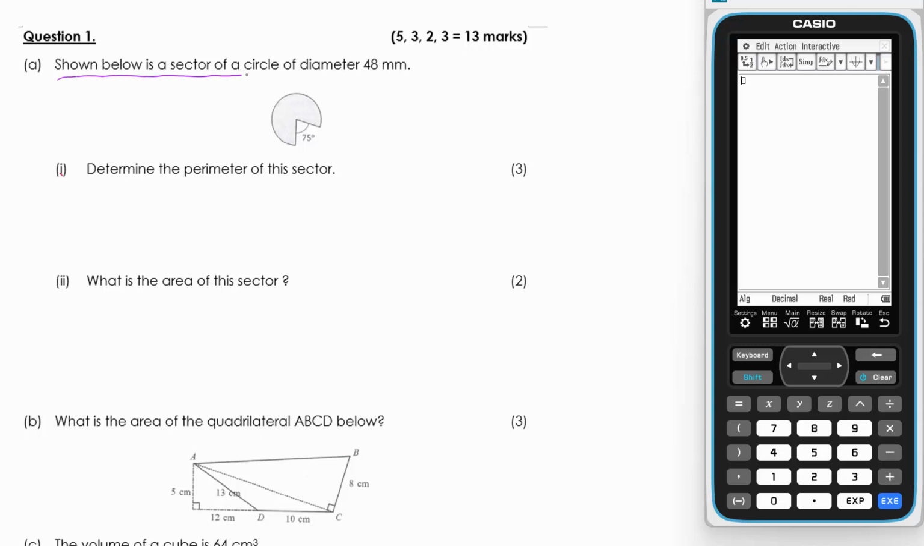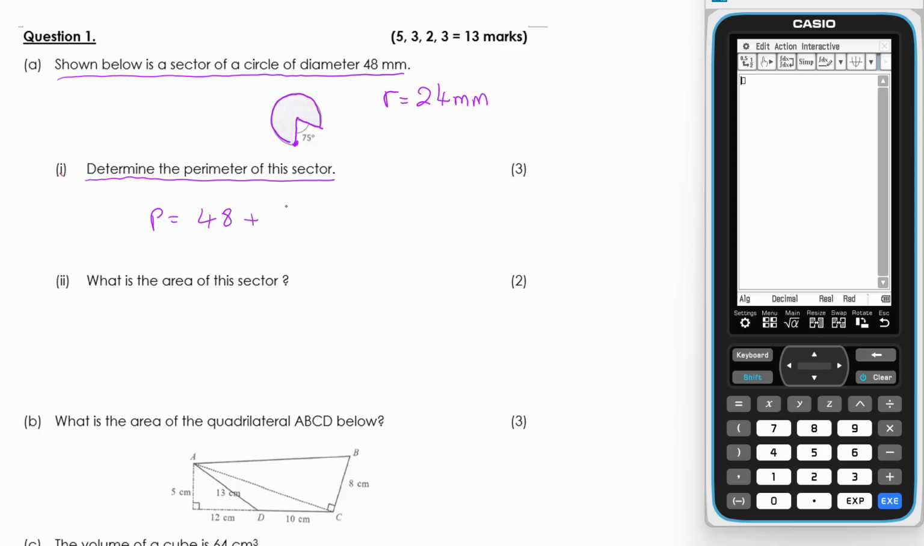Shown below is a sector of a circle of diameter 48 millimeters. That means, of course, the radius is 24 millimeters. We want to determine the perimeter of the sector. That's the distance around. So if I start at this point here, I could walk along the radius and then along a second radius. So that's going to be 48. And then I have to walk around the curve.